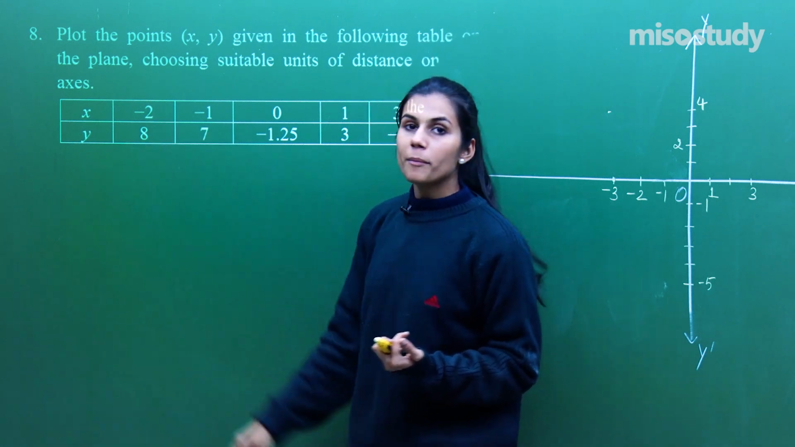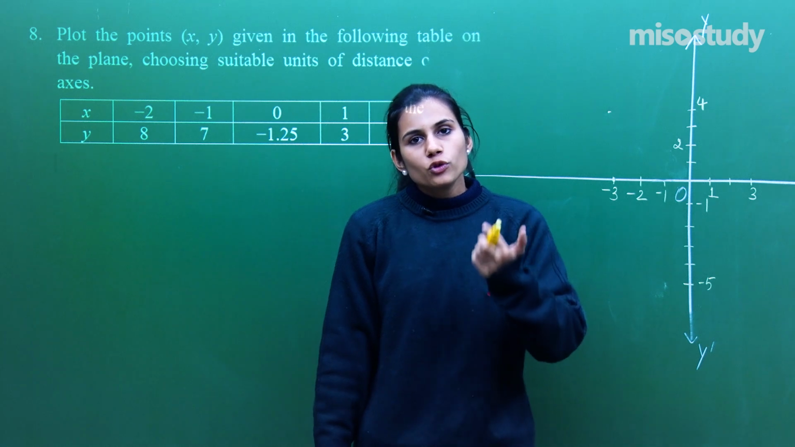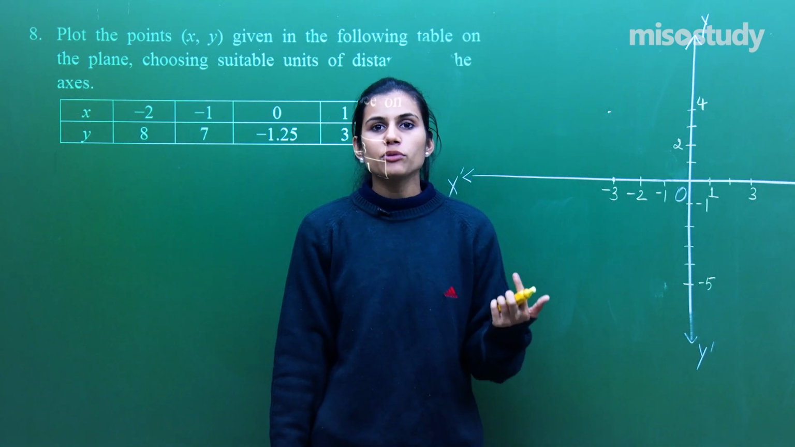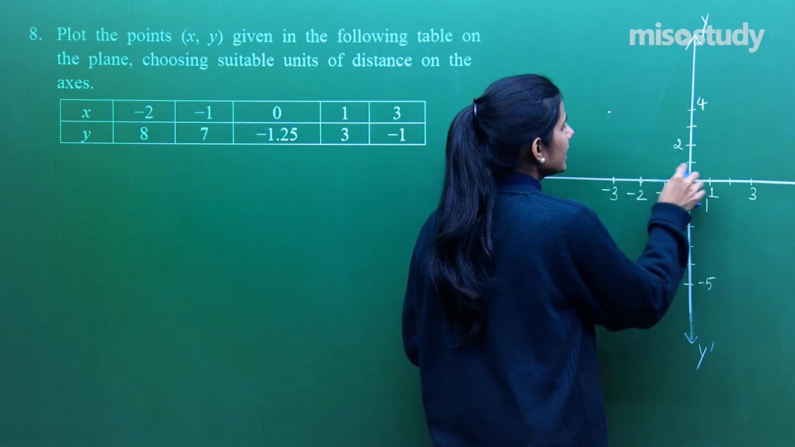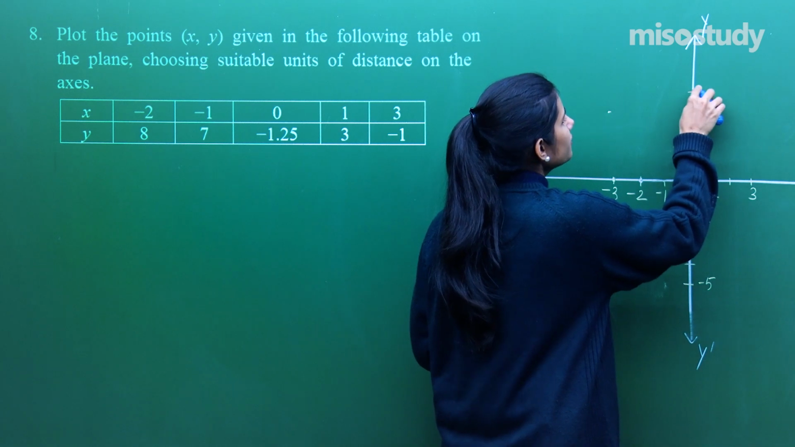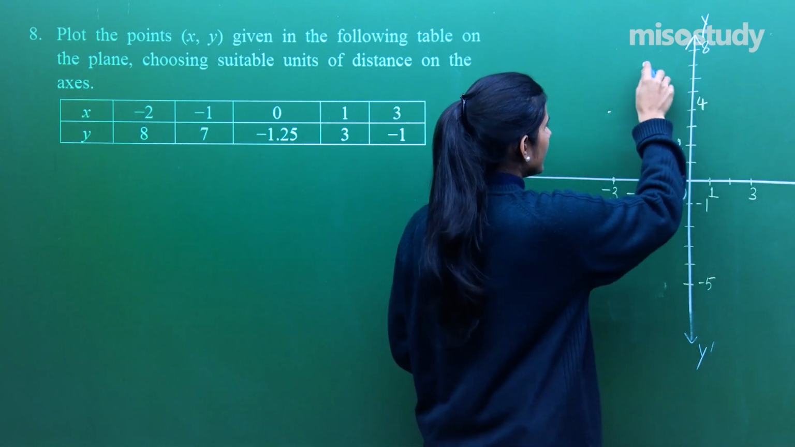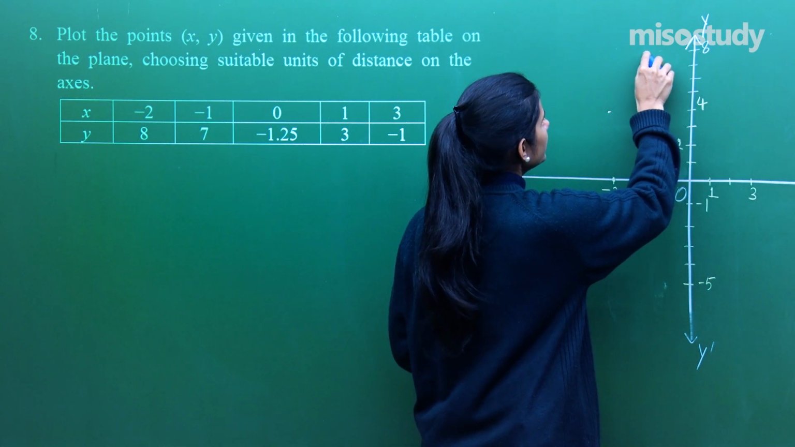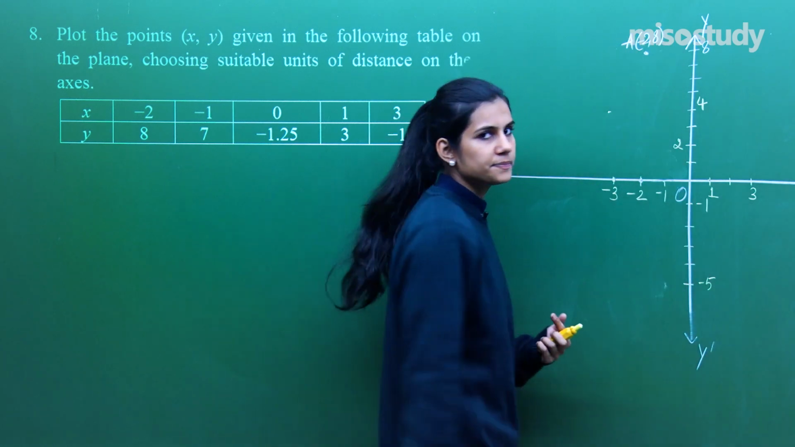So -2, 8 is the point. Where will you plot it? Move 2 units along negative x axis and 8 units along positive y axis. Right? And somewhere here would come out to be your point minus 2 comma 8. Say this is A.